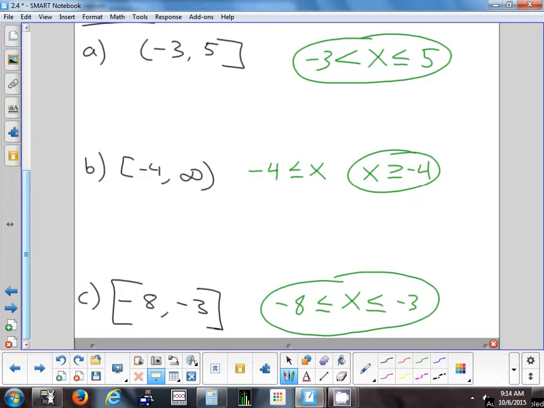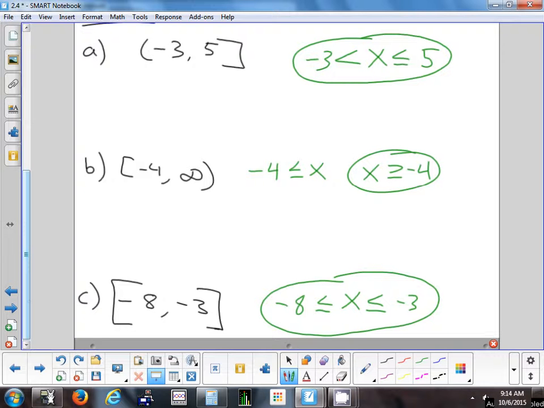That's important. Okay. This interval, bounded or unbounded? Bounded. You have a number on each end. Open or closed? Closed. Completely closed, closed on each end.